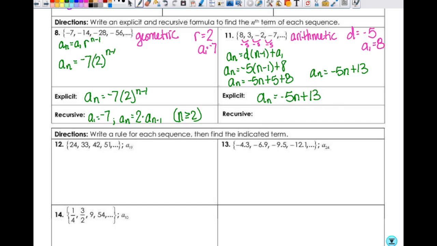So then for my recursive rule, again, I have to identify A1. It's 8. Then, since what is changing here is I'm subtracting 5 each time, A sub n is equal to A sub n minus 1 minus 5 when n is greater than or equal to 2.